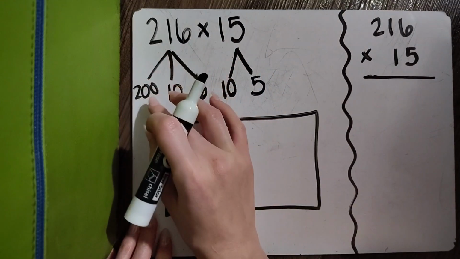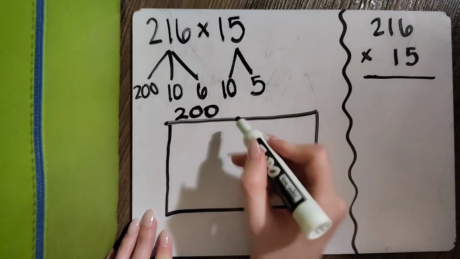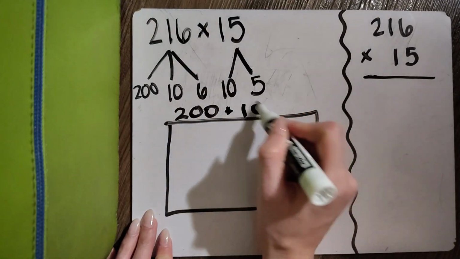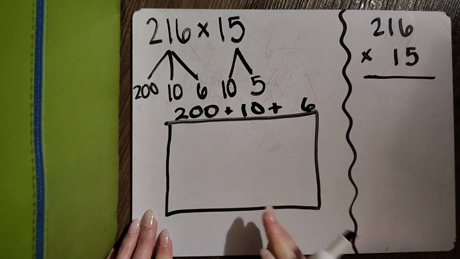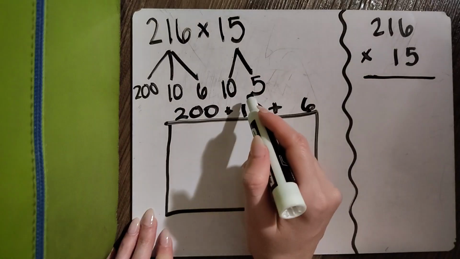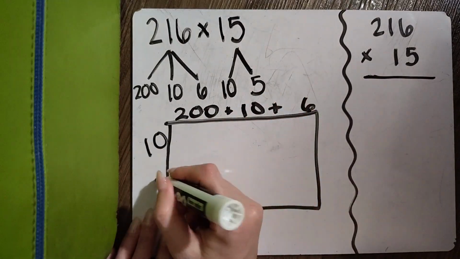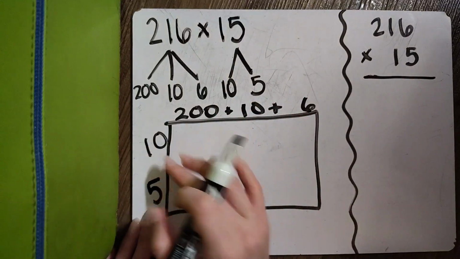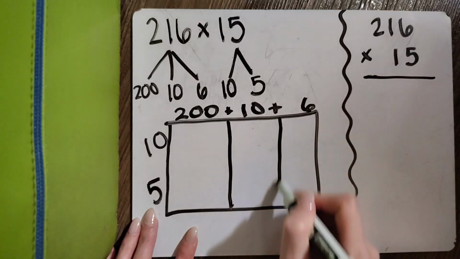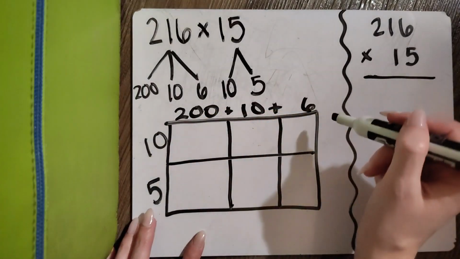First, we need to write our expanded form of 216. So we have the length of 200, the length of 10, and the length of 6. That's my 200, 10, and 6. Now I have a width of 5 and a width of 10. That's why I wrote 10 and 5. Then we split up our boxes because we are going to find the area of this total box.